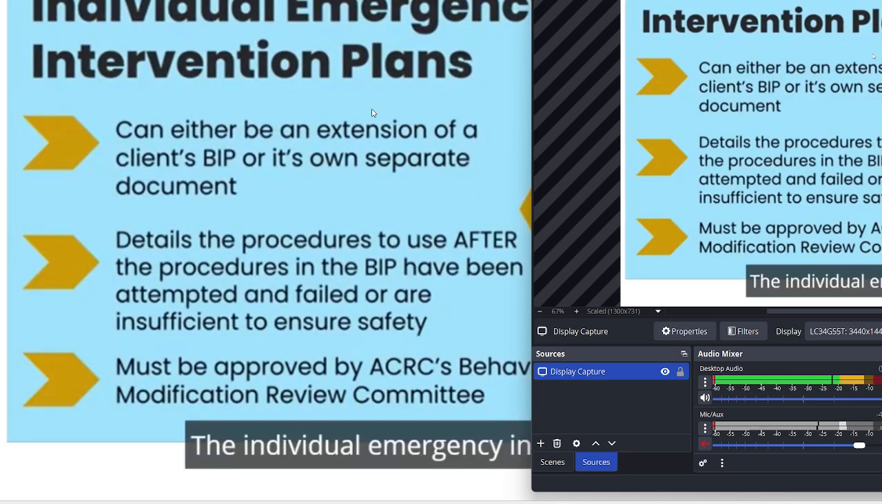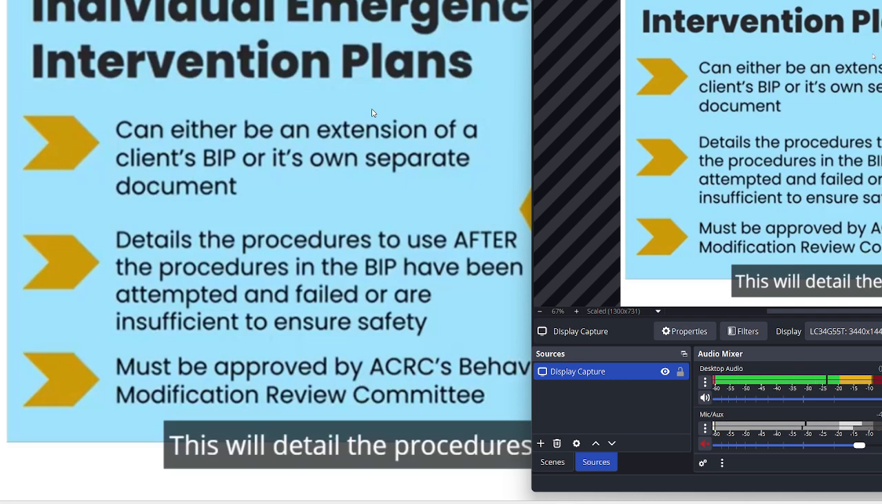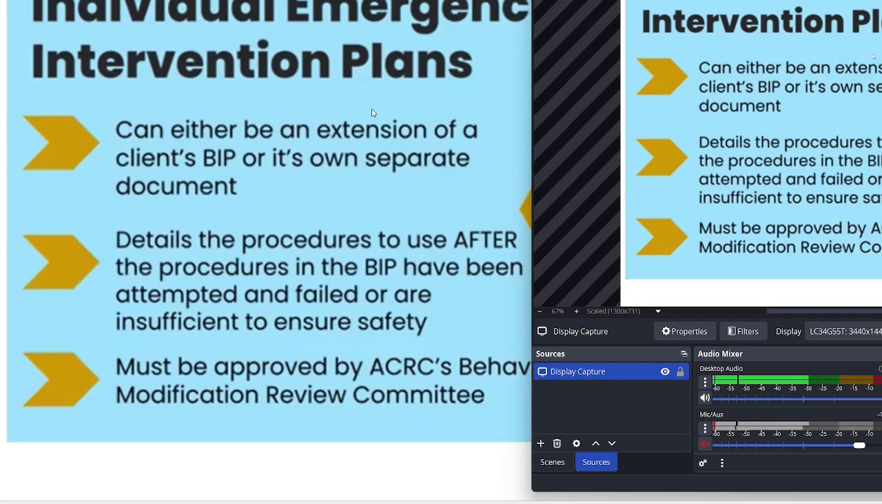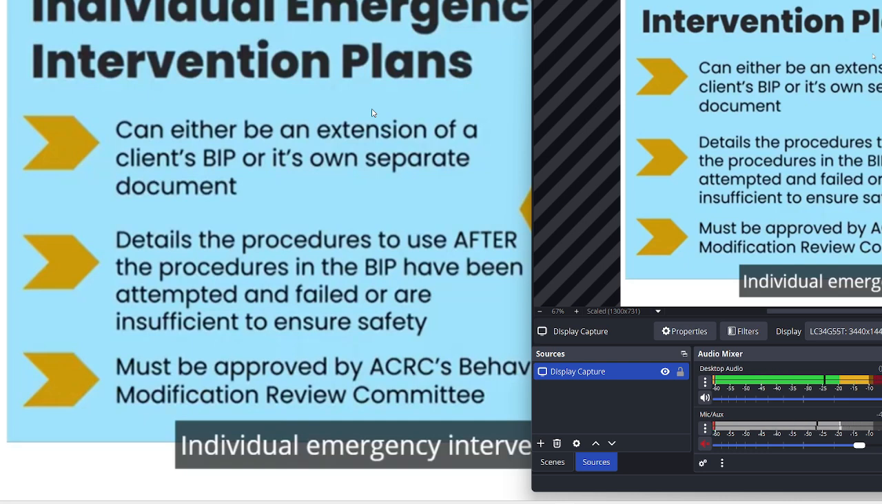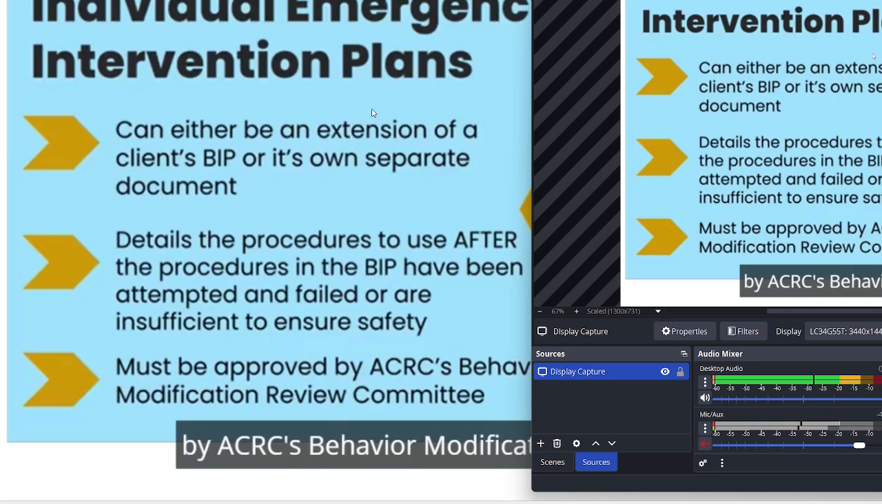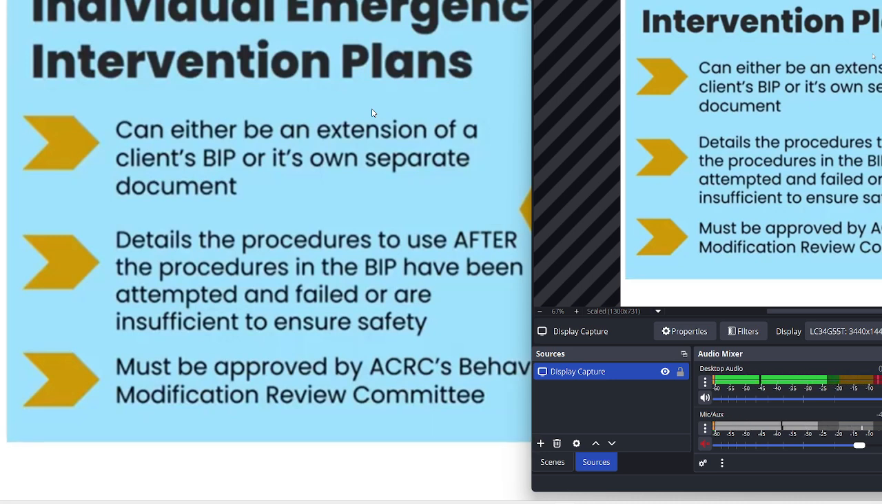The individual emergency intervention plan can either be an extension of the client's behavior intervention plan or its own separate document. This will detail the procedures to use after the procedures in the behavior plan have been attempted and failed or are insufficient to ensure safety. Individual emergency intervention plans must be approved by ACRC's Behavior Modification Review Committee prior to implementation.